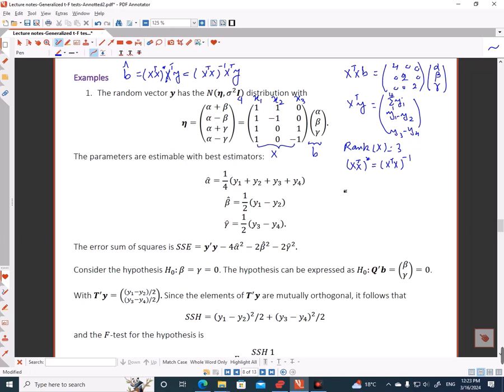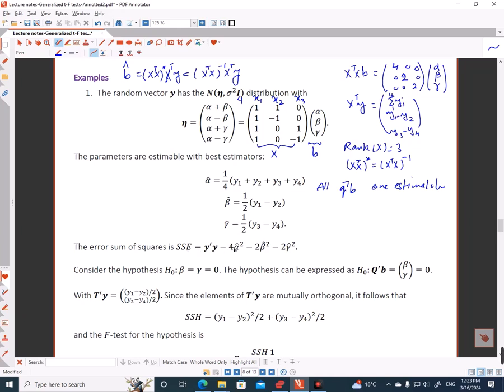Furthermore, look here that all q prime b are estimable in this case. Okay, all functions of the parameters are estimable. But for the inference, we need to compute SSE and SSH. First of all, the SSE, you can easily compute it in this way.